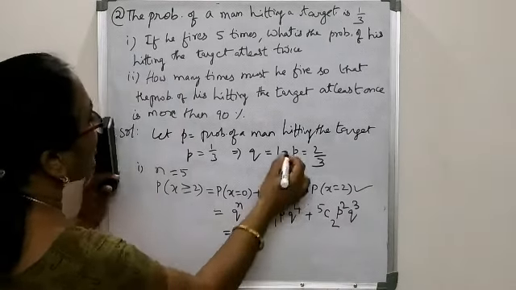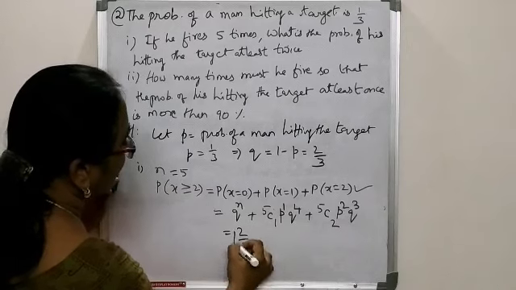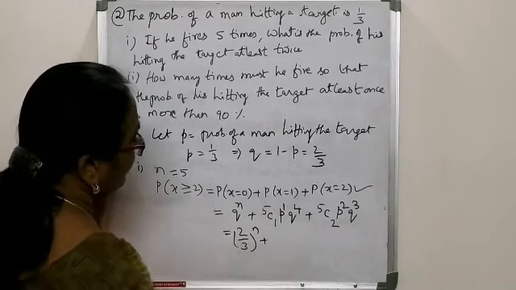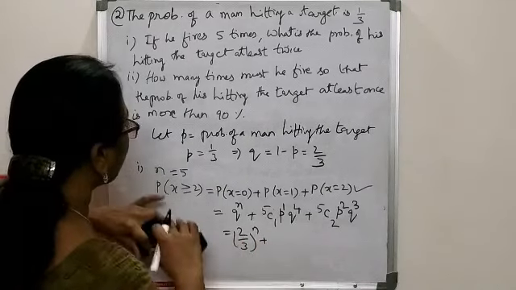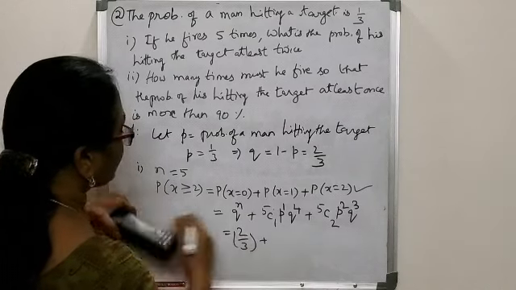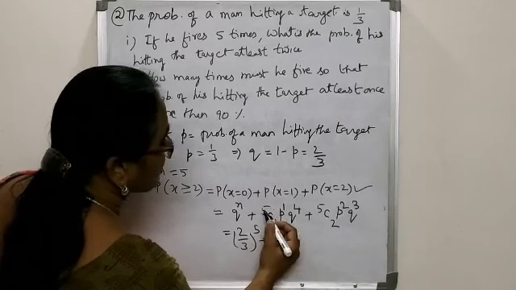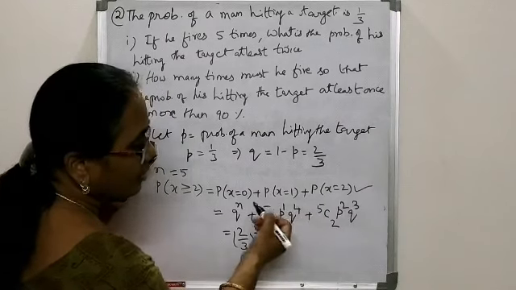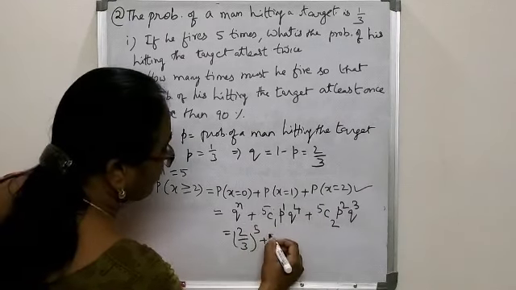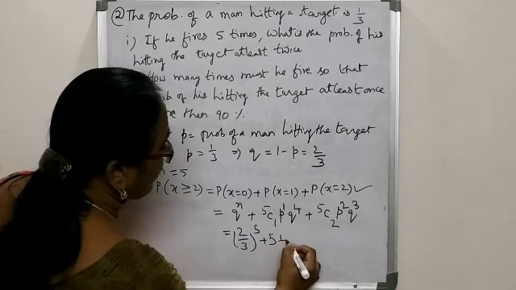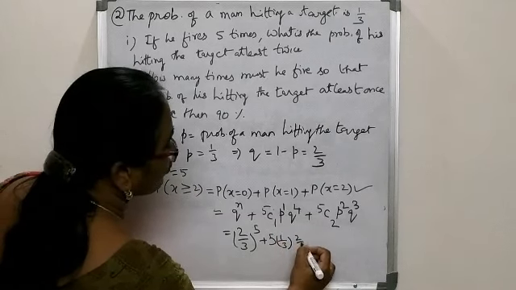Q is given by 2 by 3, so it is (2/3)^n. And what is our n given by? It is equal to 5. So (2/3)^5 plus 5C1. It is 5 factorial by 4 factorial, which is 5. P is 1 by 3. Q is 2 by 3.